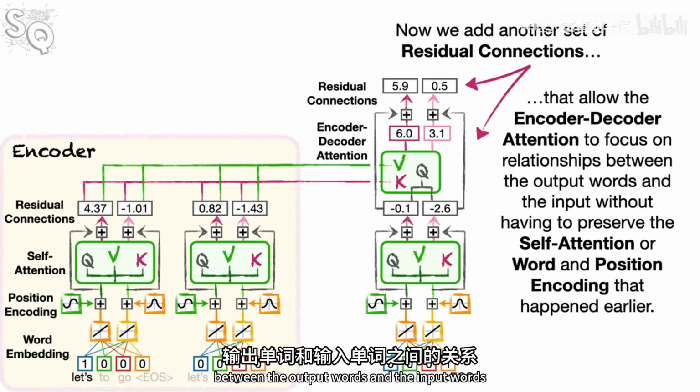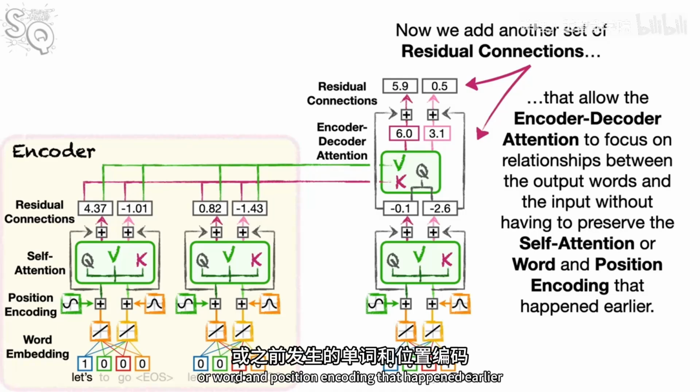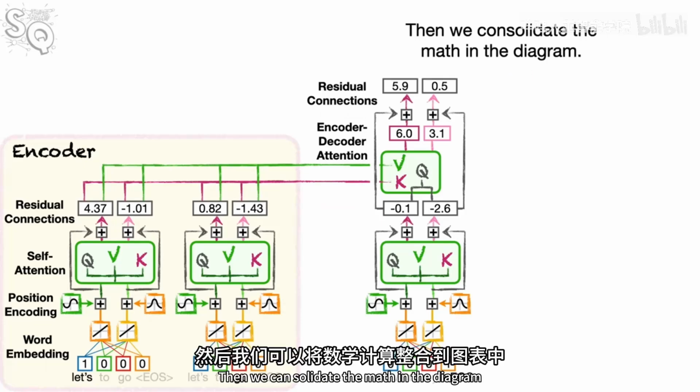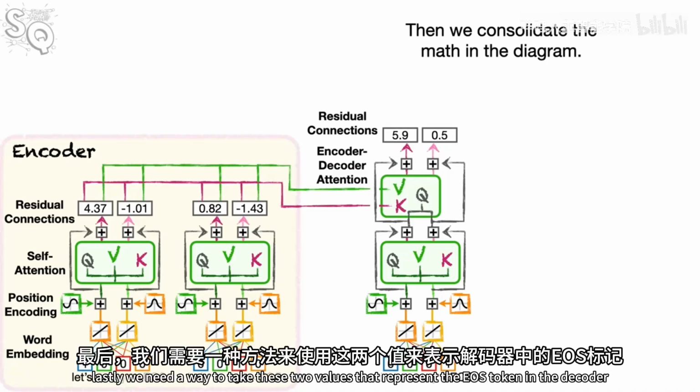Now we add another set of residual connections that allow the encoder-decoder attention to focus on the relationships between the output words and the input words without having to preserve the self-attention or word and position encoding that happened earlier. Then we consolidate the math in the diagram.